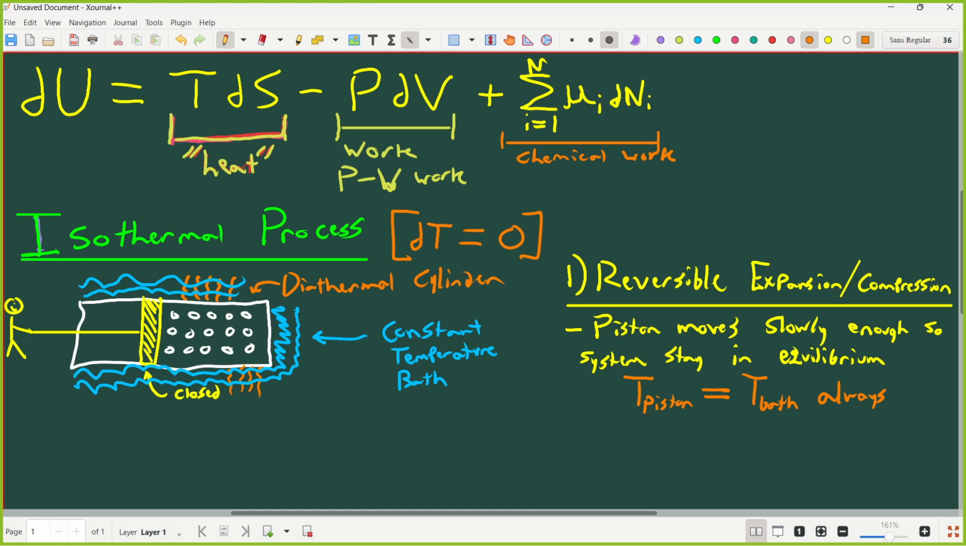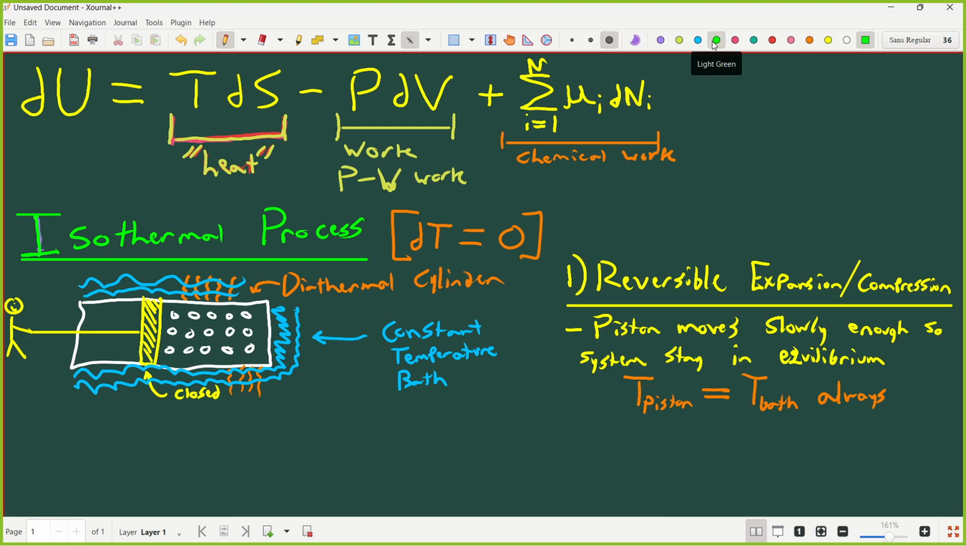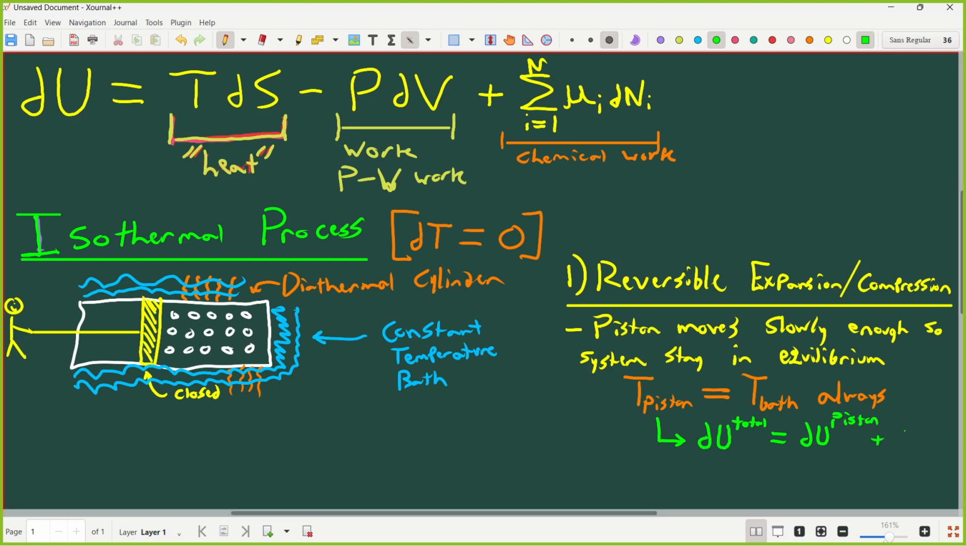Okay, so if the system's always in equilibrium, we can write a really nice constraint, which is that the change in the total energy of the system is zero. This is equivalent to saying that dU, which is the total energy of the bath plus the piston, is equal to zero.